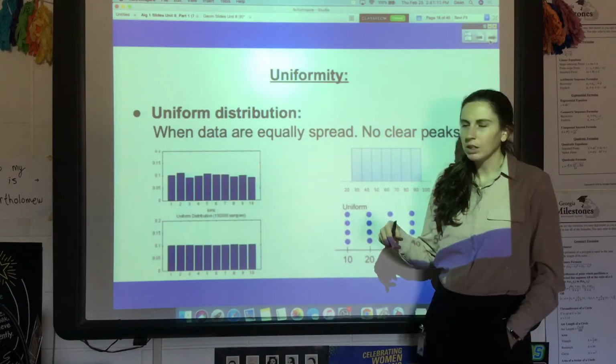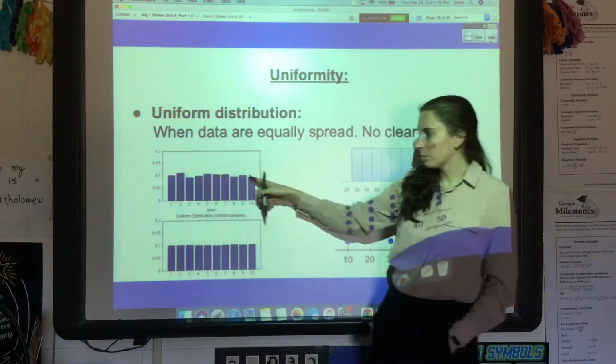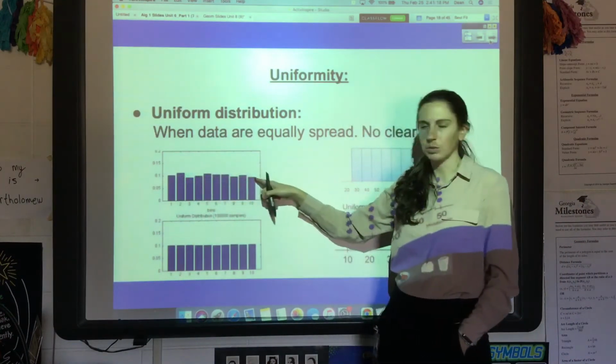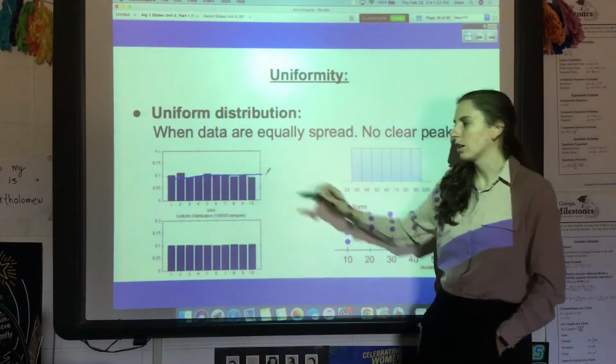Note that in the real world, it's probably not going to be perfectly uniform. Like this is probably more like what you'll see in the real world with real world data. But we would still call this uniform because it's pretty close to flat across the top.